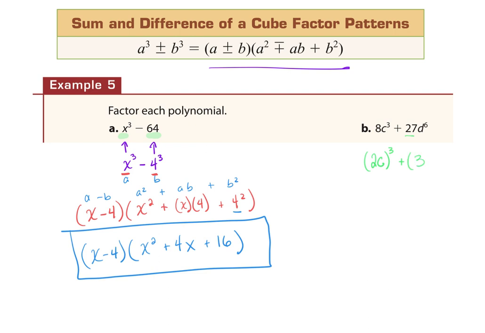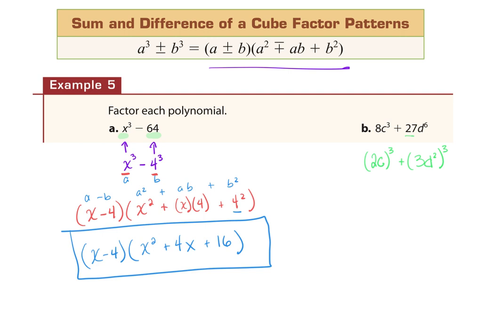And then d to the 6th. I'm looking to see, is that divisible by 3? Is 6 divisible by 3? Well, yes. 6 divided by 3 is 2. So that's the same thing as saying if I were to take d squared and cube it. So if I were to say 2c and cube it, I would get 8c cubed. If I were to do 3d squared and cube it, I would get 3 cubed, 27. And then remember, those are multiplied, d to the 6th. So this is my a, and this is my b in this situation.